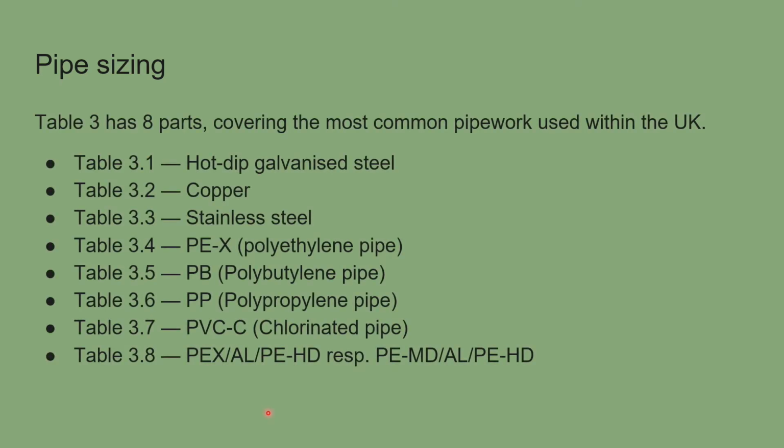Now table 3 is broken into 8 parts, depending on what material you're using for your pipe sizing in your property. Column 1 is copper. Also you can use this one for plastic pressure pipes, but we also have stainless steel, hot dip galvanized, PEX, PDE, PB, PP, PVCC. This one is chlorinated, this one is resistant to chemicals. So you tend to only use these in places where there are chemicals coming through the pipework and you need to protect it. So laboratories, places like that. And then your MDPE, your underground pipework, is table 3.8.